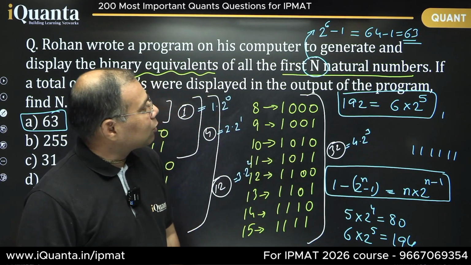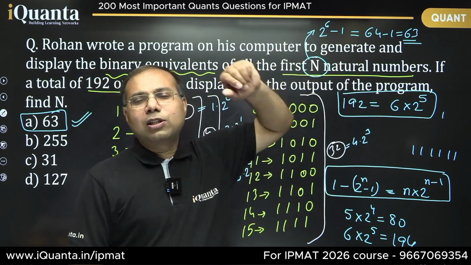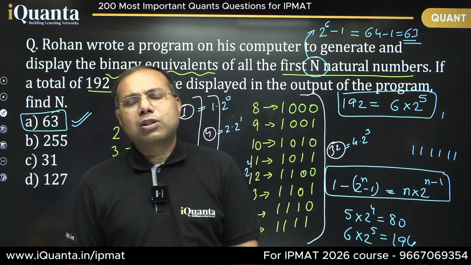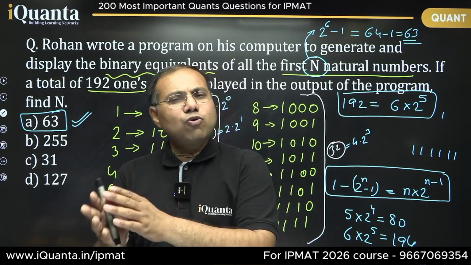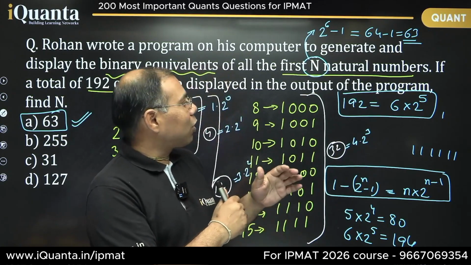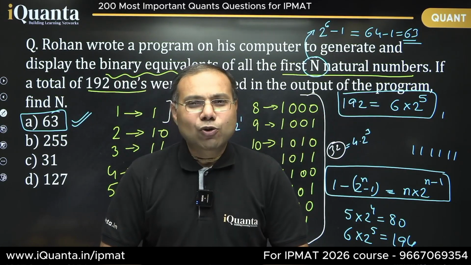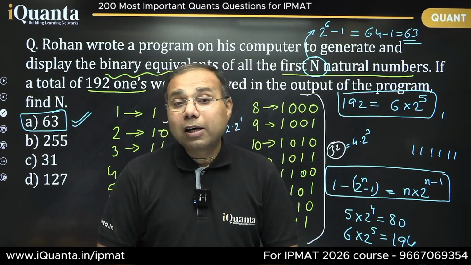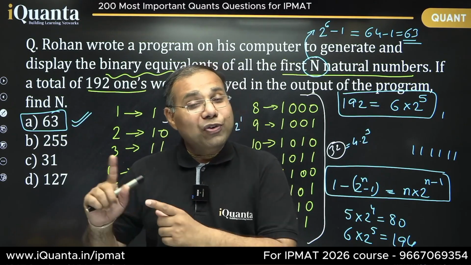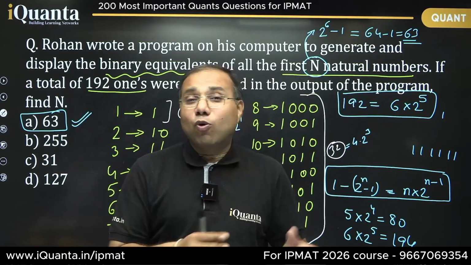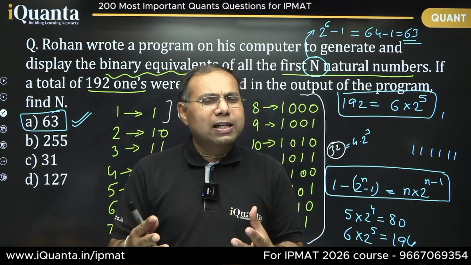So that was the answer to this question. The answer here is 63. Exactly, we have written all the numbers from 1 to 63 in binary, and that's how we got exactly 192 ones. Okay, so I hope you have understood, and certainly you may need to revise this whole video once again to understand the concept thoroughly, right?